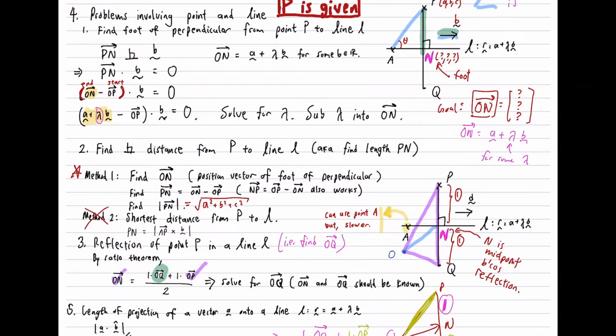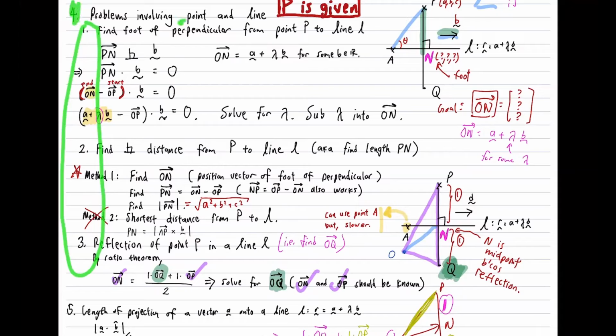Let me just change it. Let me read this. Yeah, sorry, there was a typo. Solve for OQ, ON, and OP will be given. Purple color is given. Green color, you need to solve. Okay, then you can solve. That is number 3. Very important. This one, every single year will come on.